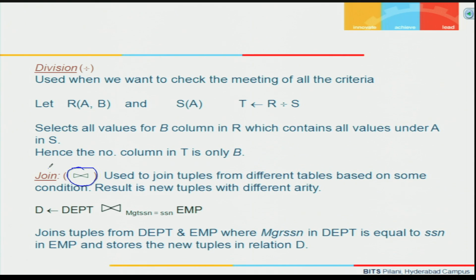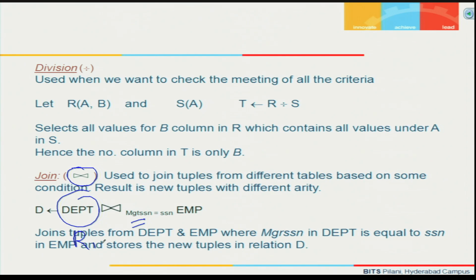Suppose, let us assume that I have a department table and an employee table, and in the department table I have a column or attribute called manager SSN, this one, which is a foreign key pointing to the SSN of the employee table. Now, I would like to join the tuples which are spread across the department table and the employee table based on the condition that the manager SSN in the department table tuple should match with the SSN of the employee tuple in the employee table. So this is how I can specify. This is relation 1. The join operator is a binary operator.